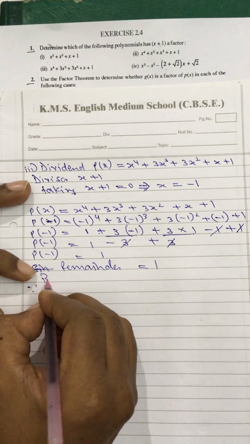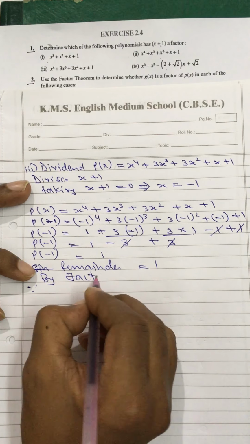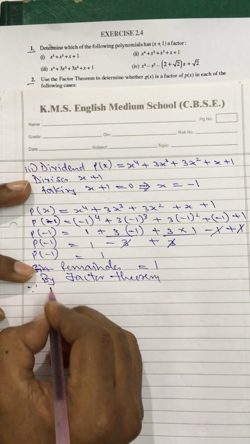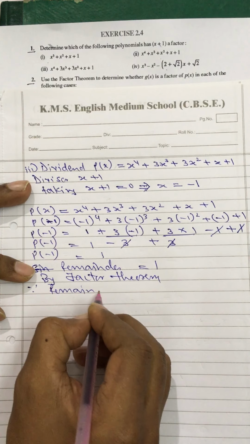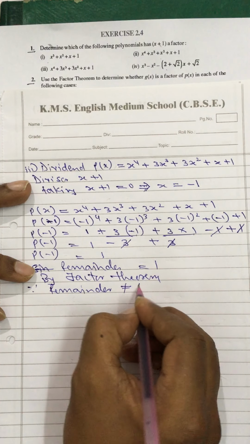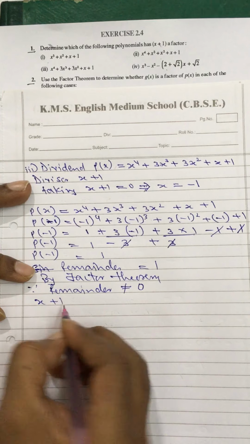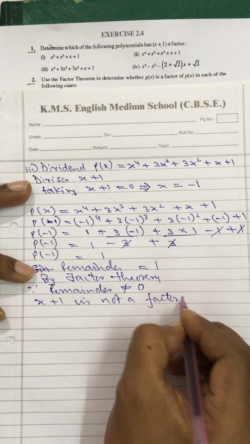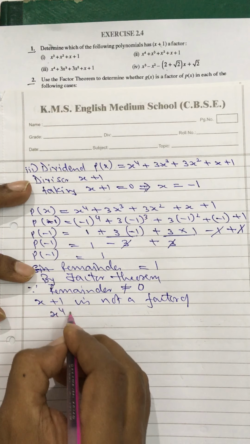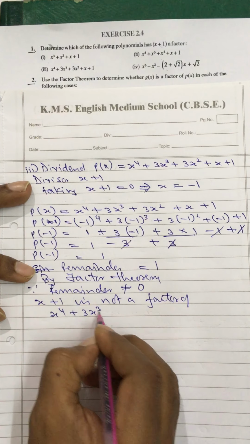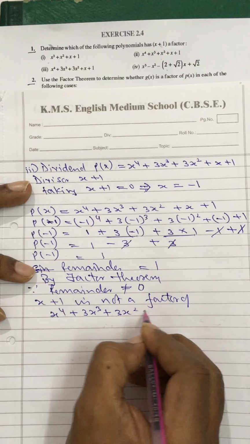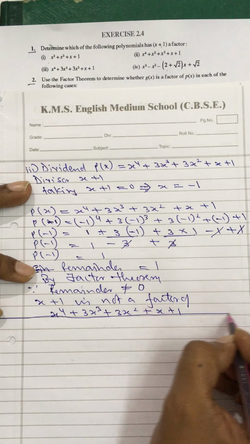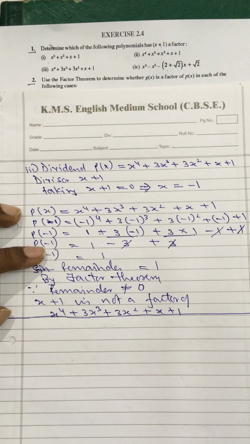by the factor theorem, since remainder is not equal to 0, x plus 1 is not a factor of x raised to the power of 4 plus 3x cube plus 3x square plus x plus 1. I hope these ideas are clear.